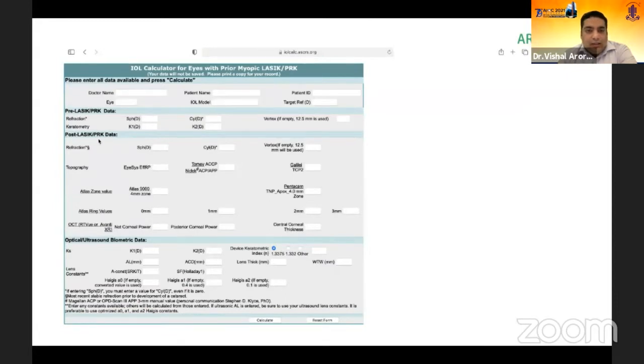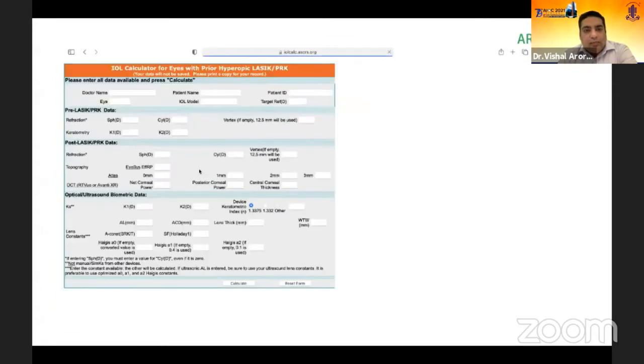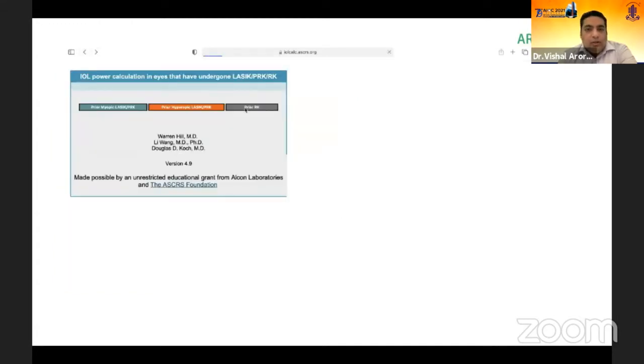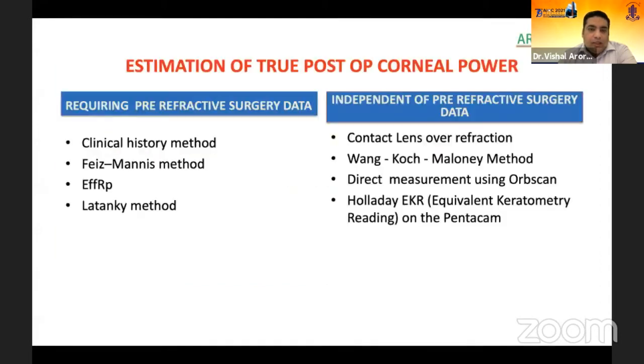You'll get this kind of chart which will have blanks where you can put in the data from various equipment, which we are going to discuss in this talk. And this is true for hyperopia and true for RK. Most of the topographers are common to all 3. So I'm going to just give an overview of this.